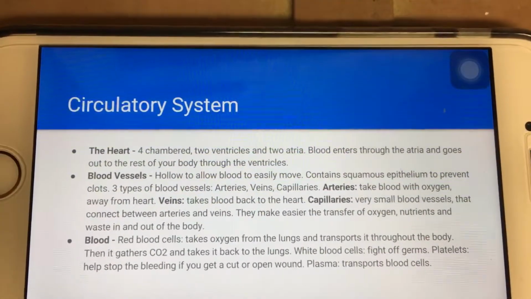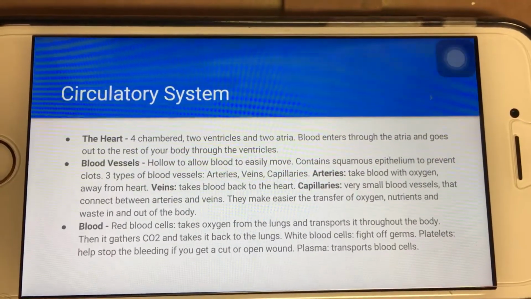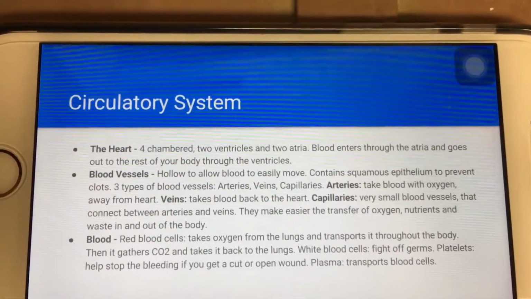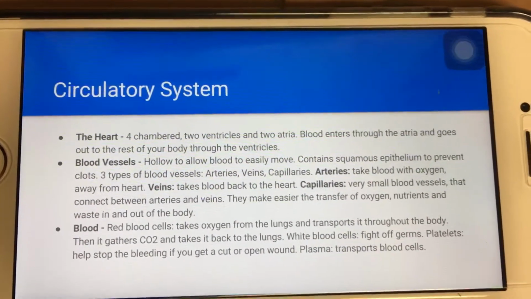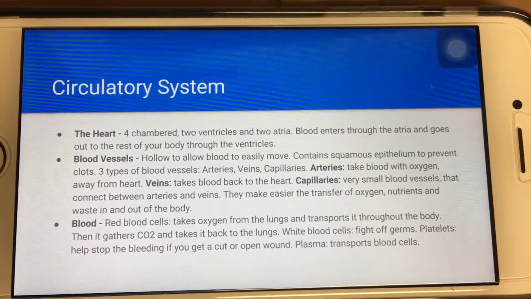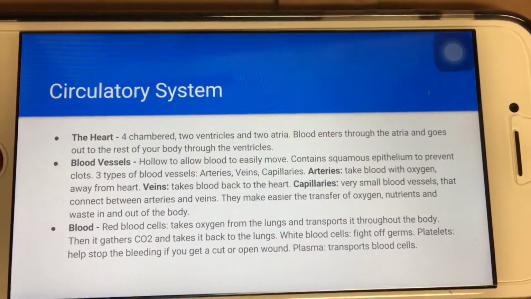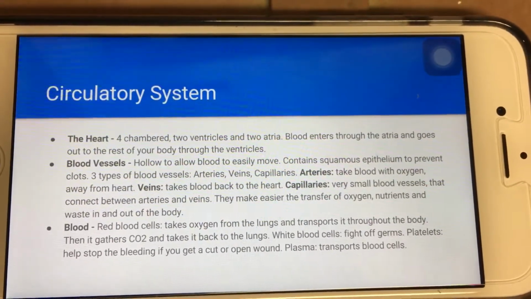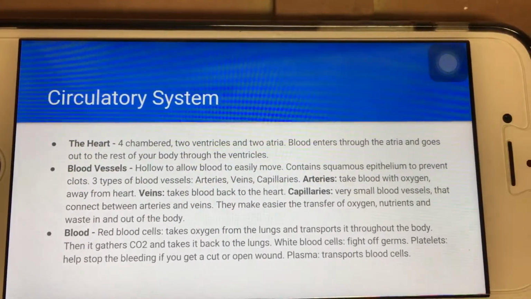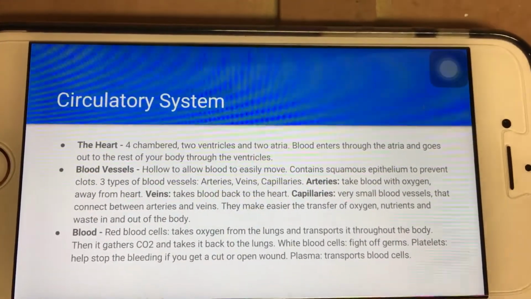Blood vessels. Hollow to allow blood to easily move, containing squamous epithelium to prevent clots. Three types of blood vessels are arteries, veins, and capillaries. Arteries take blood with oxygen away from the heart. Veins take blood back to the heart. Capillaries are very small blood vessels that connect between arteries and veins. They make easier the transfer of oxygen, nutrients, and waste in and out of the body.